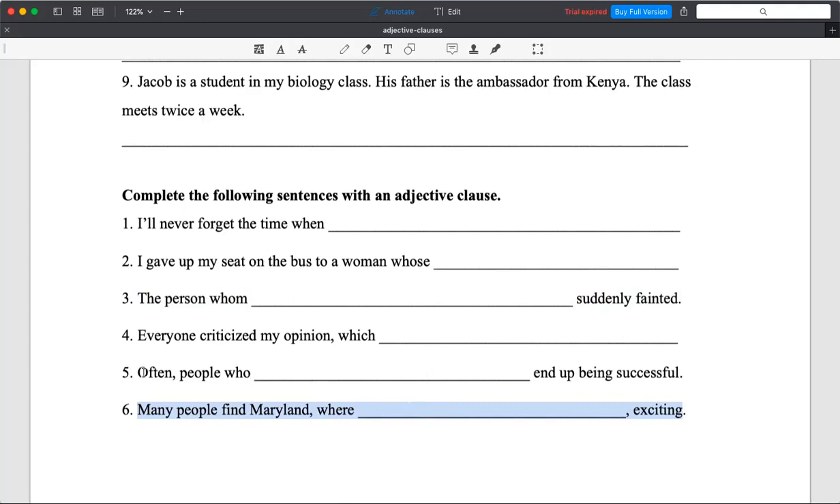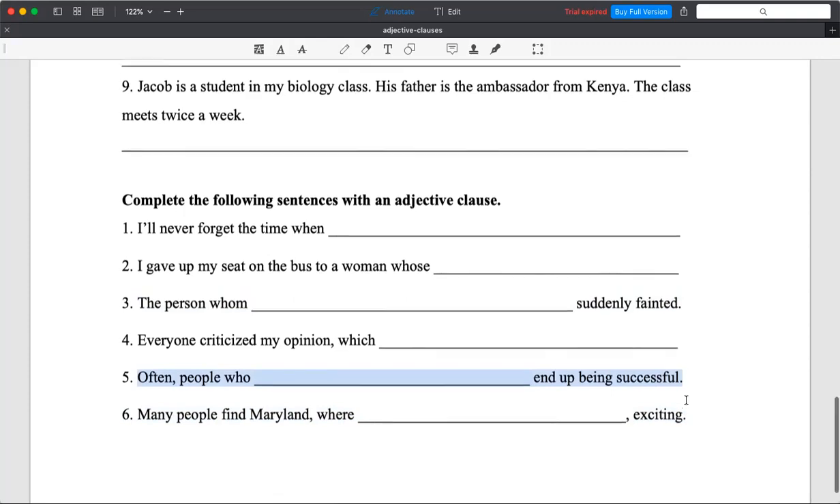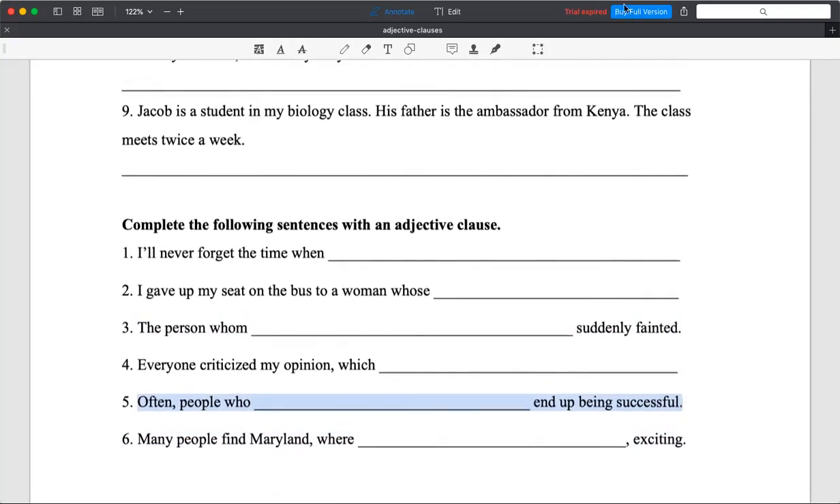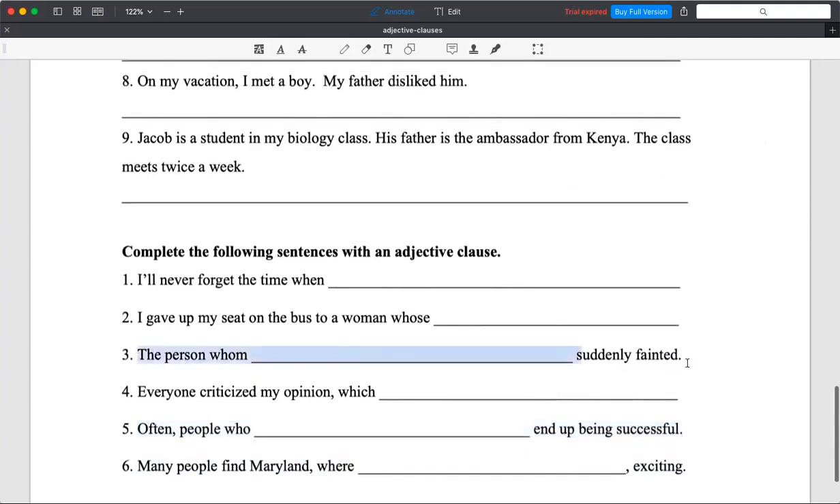Thank you, Howleen. Number 5. Often people who are serious about their education end up being successful. Very good. That is a good sentence. All right, so very good. Fiona, number 3 again. Thank you for the hard work.